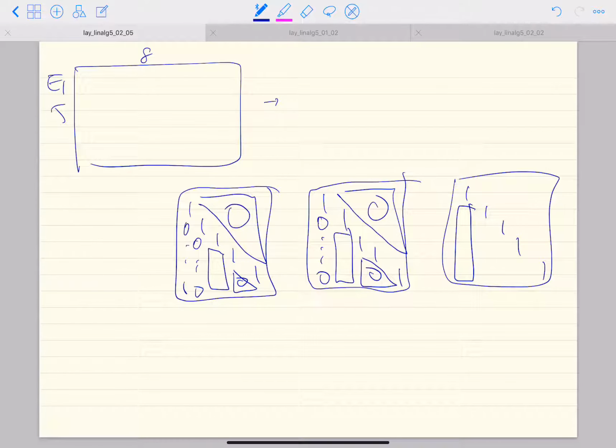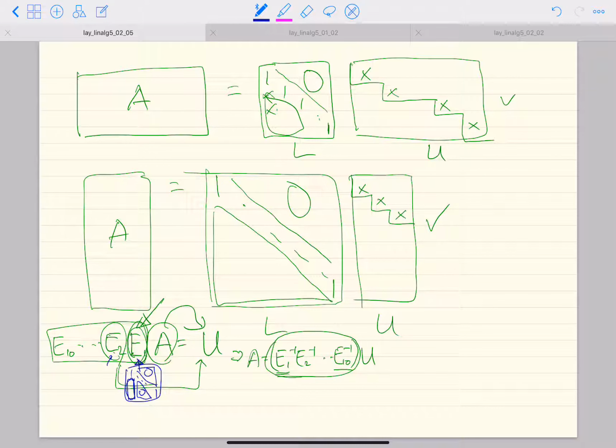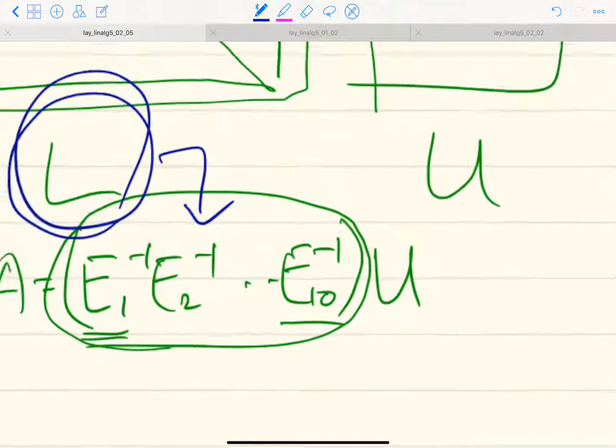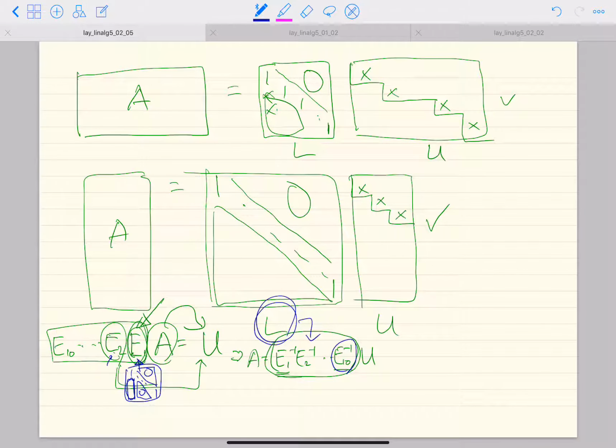All right, and then to understand how we obtain this L as the lower triangular part, which is the product of the inverses of each elementary matrix, let's consider the inverse matrix of each elementary matrix that we used to perform row replacement. So the point is, let's see.